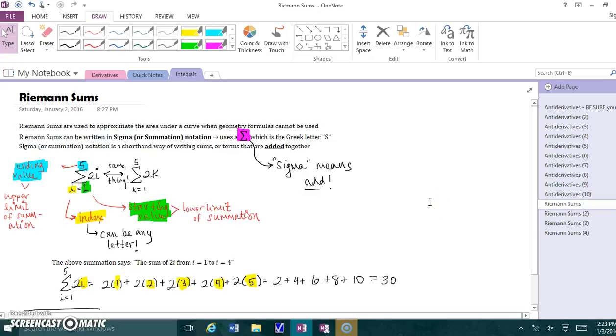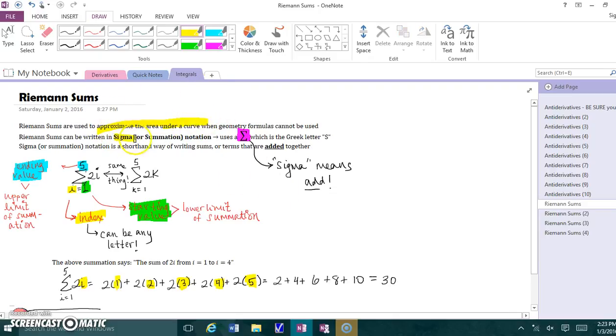Before we get further with Riemann sums, we need to review sigma or summation notation, because that's going to lead into the formal definition of the fundamental theorem of calculus. But before we get to that, let's just review this here. Once again, Riemann sums are used to approximate the area under the curve when geometry cannot be used.